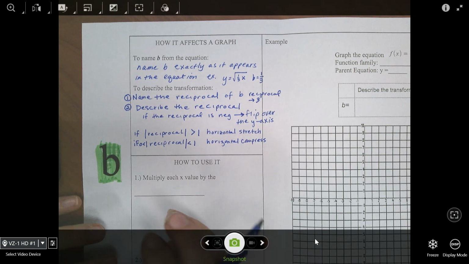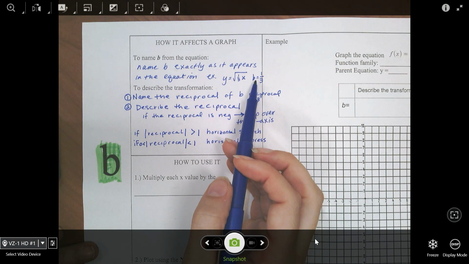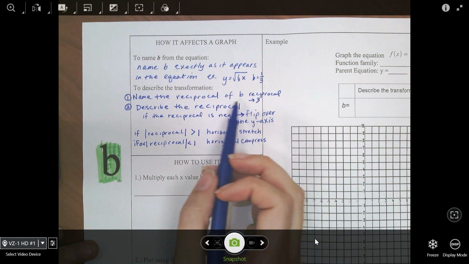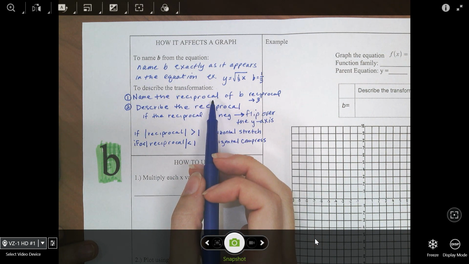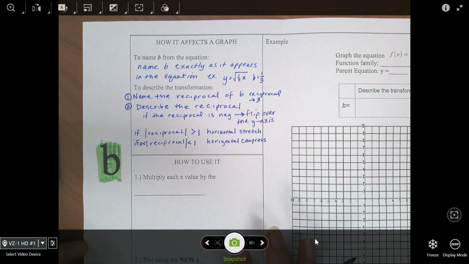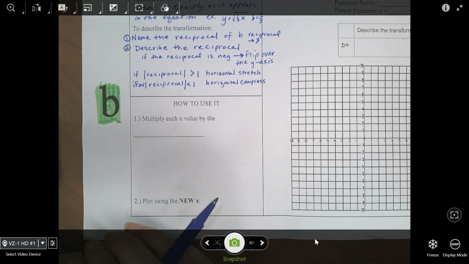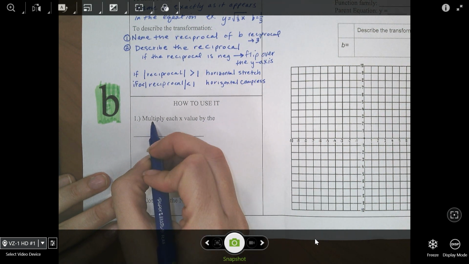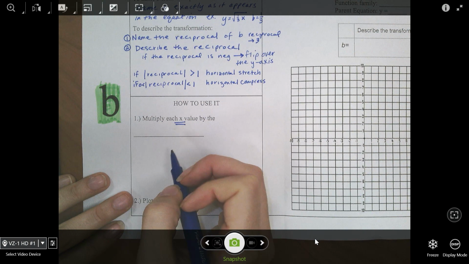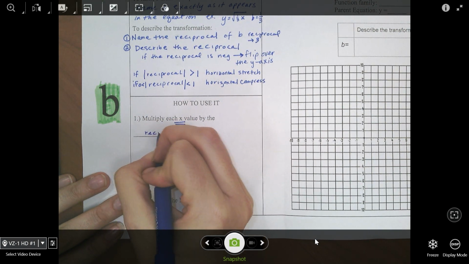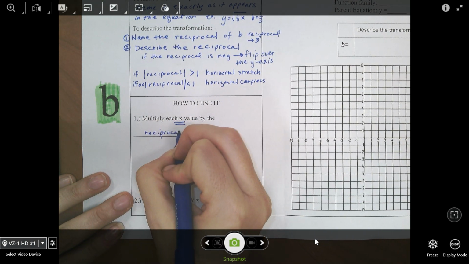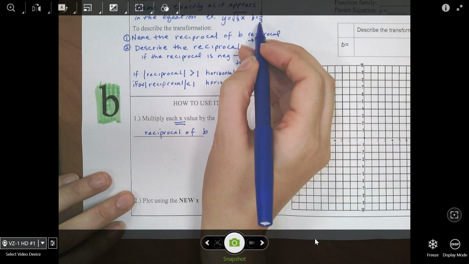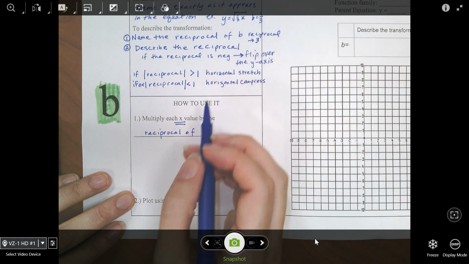Okay, so we name it exactly as it appears, then we do the reciprocal, and then we're going to describe the transformation based on the reciprocal itself. All right, so now we're going to talk about how to use it. This again is somewhat similar to A in that we're going to apply it to the table. So you're going to multiply each x value this time by the reciprocal of B. By the reciprocal of B, not B itself, not the B that you named, but the reciprocal of it.